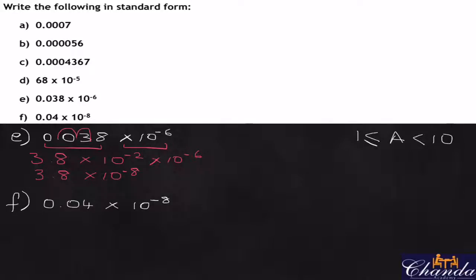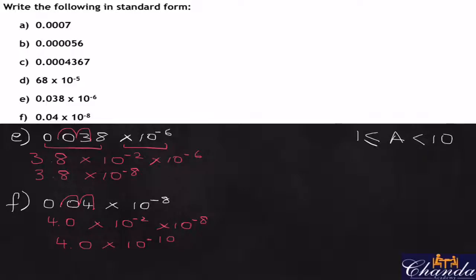And finally, we have 0.04 times 10 to the power of negative 8. Moving it to a point where it's between 1 and 10, that would be 1 and 2, which turns it into 4.0. Again, 2 spots to the right, so times 10 to the power of negative 2, with the times 10 to the power of negative 8 left over. Combining these two, we get times 10 to the power of negative 10. And there we have it.